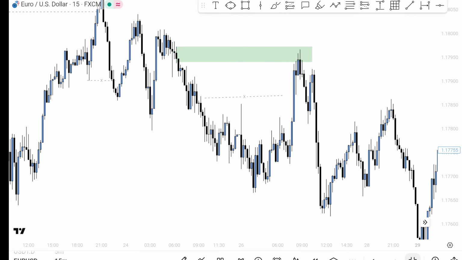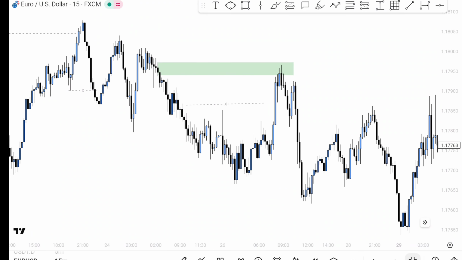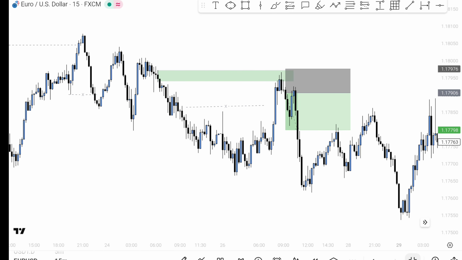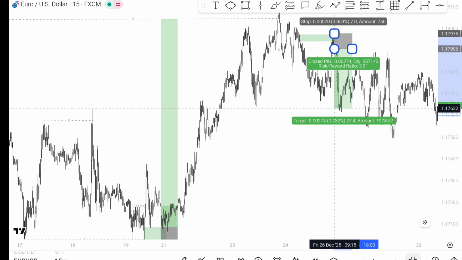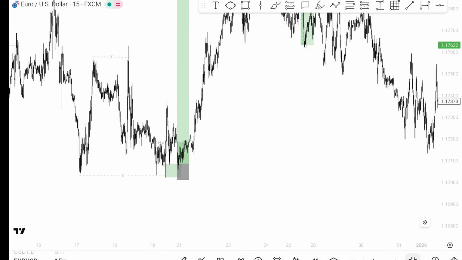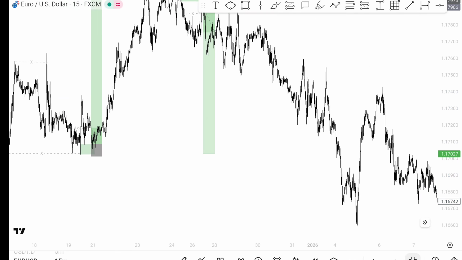Now, when market tapped this point and created a single candle order block, you can directly sell at this point based on the single candle order block. This is your stop loss, and the first target is your recent major low, which is at this point, and your major target is at this point.